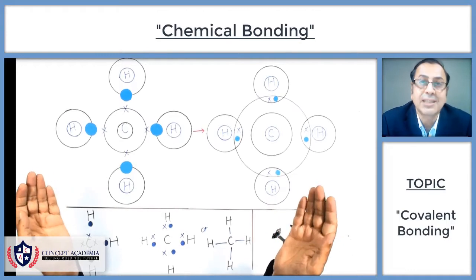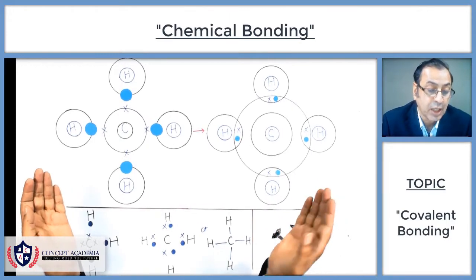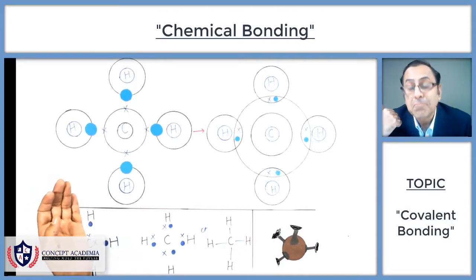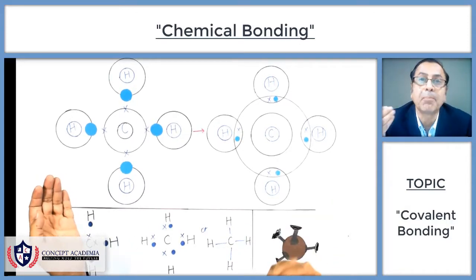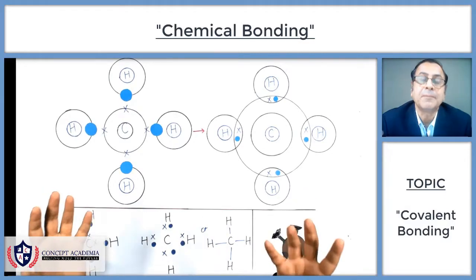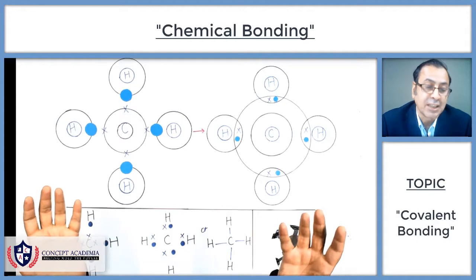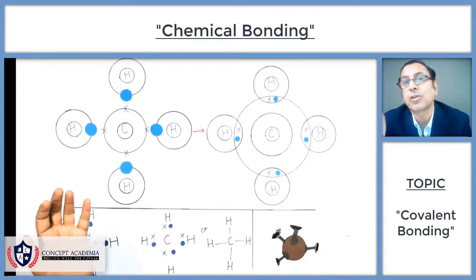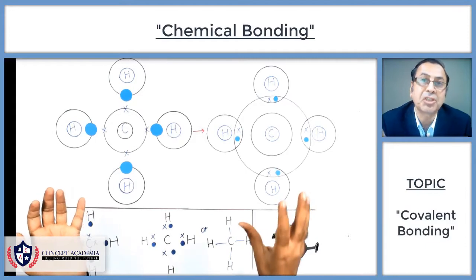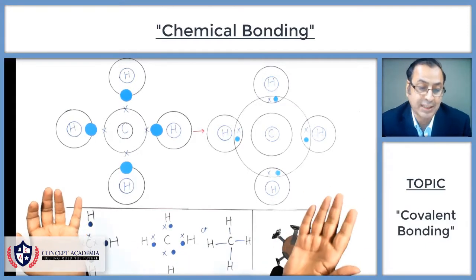The group number tells us the number of electrons in the last shell. So carbon has 4 electrons, and carbon needs 4 more electrons to complete its octet. And carbon will make 4 bonds. Carbon will contribute 4 electrons in its bond formation to get its octet.